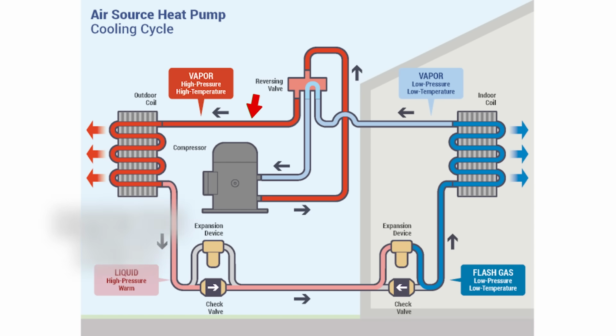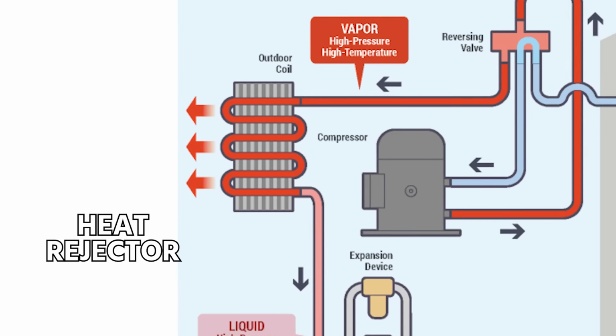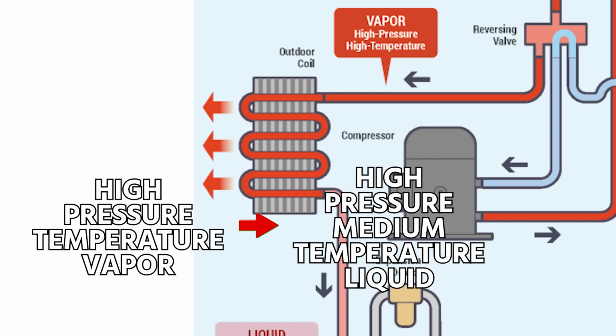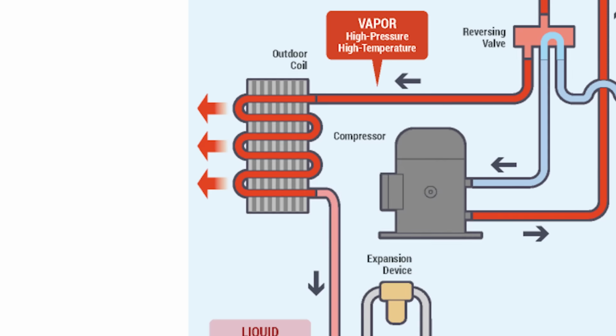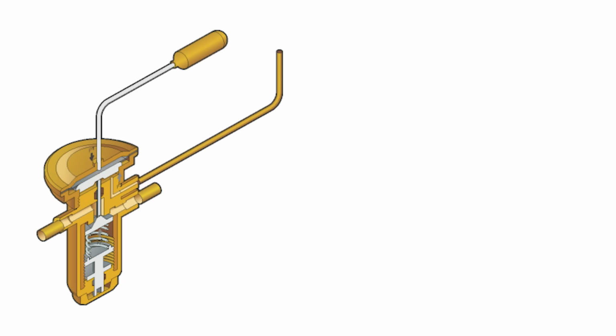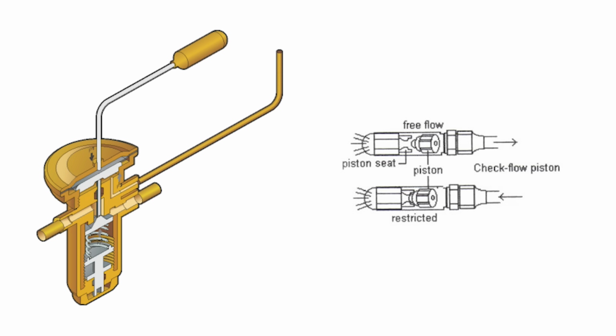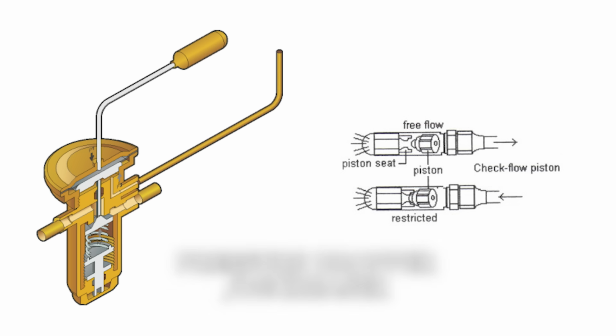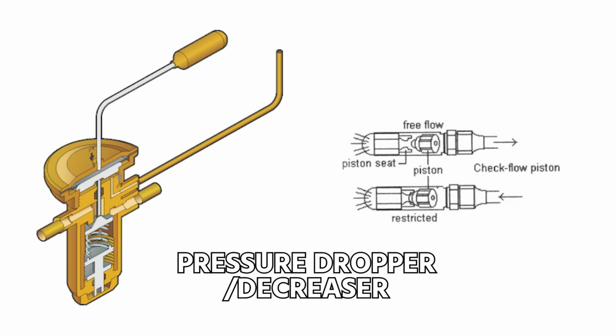The condenser then rejects heat. We call the condenser the heat rejector. And it turns that high pressure, high temperature vapor into a high pressure, medium temperature, little over outdoor temperature liquid. Goes out of the condenser into the liquid line, down the liquid line, back inside on a split system, because that's what we're showing here, to the metering device, which is usually a TXV or a piston type, piston being a brass fixed orifice, TXV being an adjustable type. I like to call the metering device the pressure dropper or the pressure decreaser.